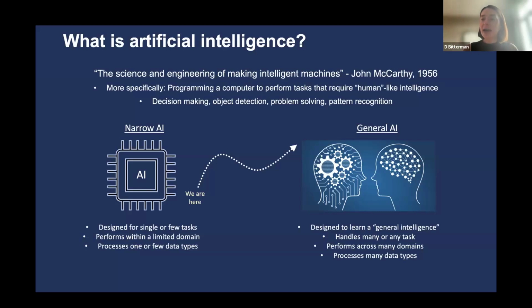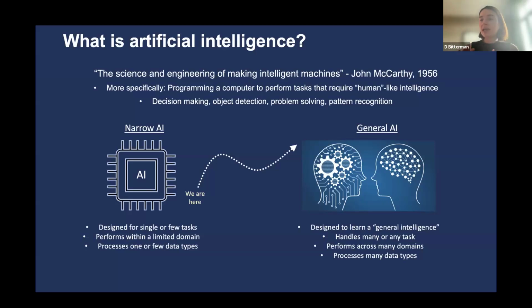Narrow AI are AI algorithms that are designed for a single or a few tasks. They can do clinical trial matching, they can predict an outcome, but they can't do both or do anything the way a human could. They perform within a limited domain, so they'll only perform within oncology or only within the legal domain, and they can't handle everything that comes at them, and they process only one or a few data types. Common data types that clinical AI algorithms process are structured data from the electronic health records, text, imaging, either pathology images or radiology images, and waveform high-frequency data like blood pressure and EKG signals.